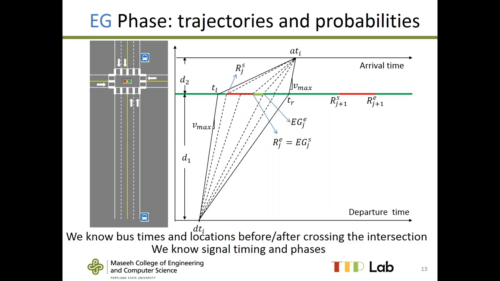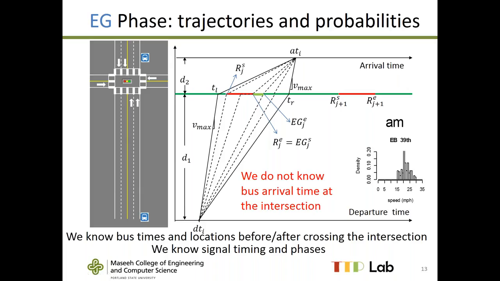So just to recap, we know the bus times and locations before and after crossing the intersection. We know all the signal timing and phases, but what we do not know is the bus arrival time at the intersection. So exactly at what time is the bus arriving to the intersection or to a queue that may have developed at the intersection. That's an unknown. Because there is not enough data, we have to look at speeds and trajectories between the locations before and after the intersection, and looking at historical speeds and crossing times, we're able to estimate the probability that the bus would arrive at the intersection at the given time.